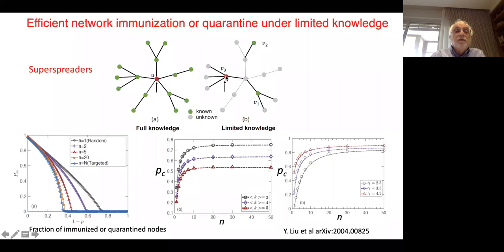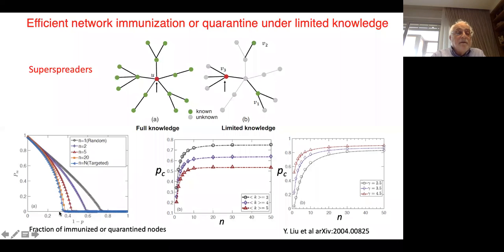What happens if I do it many times, but not knowing the whole structure of the network? I don't know how to find the super spreader. I find the super spreader from a small group. And what we show here is that if I find the real super spreaders, I need, let's say, about 35% to kill the epidemic. This is the size of the epidemic as a function of the number of people that I immunize.